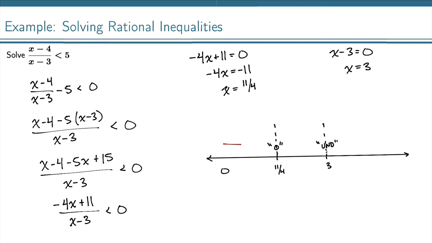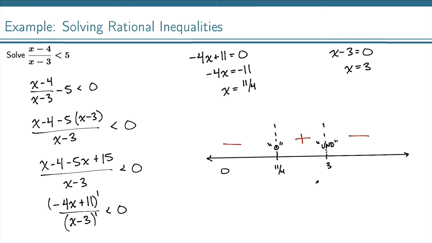The 11 fourths came from negative 4x plus 11. The exponent on that is 1, which is odd. That tells us that it's going to change as we cross over the 11 fourths. So it changes from negative to a positive. Now, as I move from the positive across the 3, that came from x minus 3, which had an exponent of 1. So that's also a multiplicity of 1, which is odd, and an odd multiplicity tells me that it changes as I move across. So now from positive, it changes back to negative.